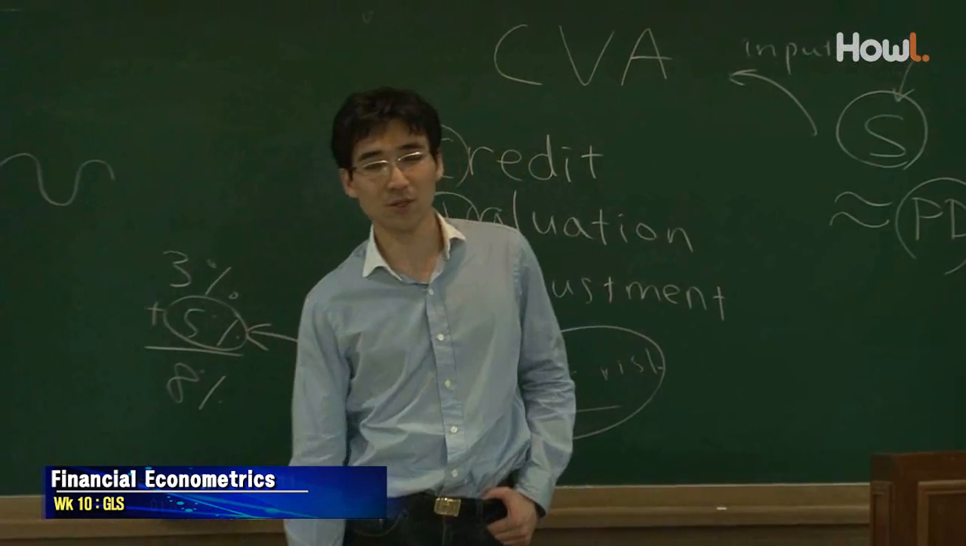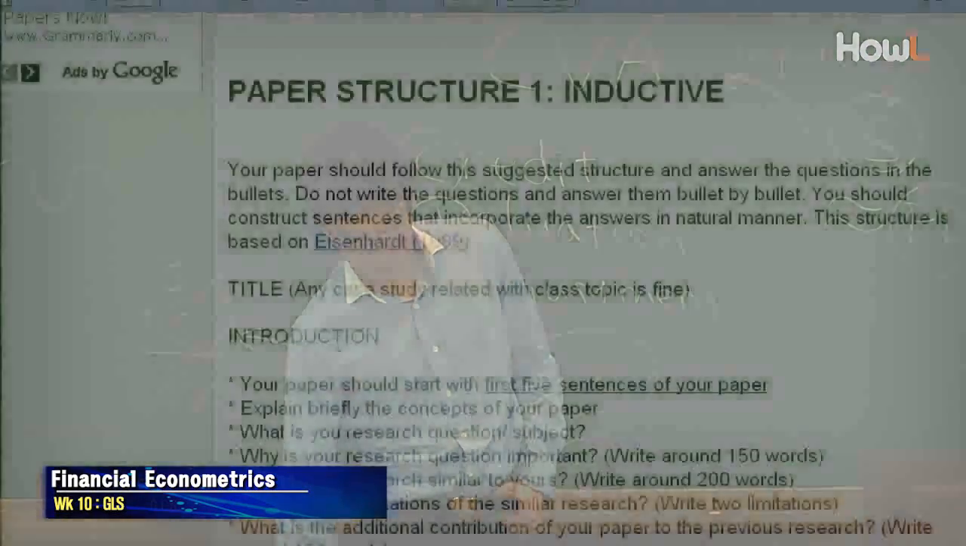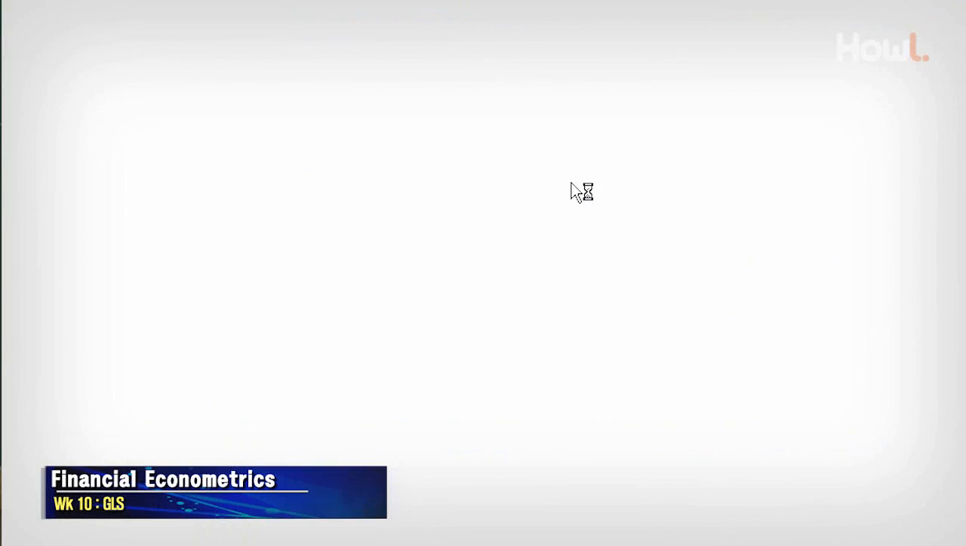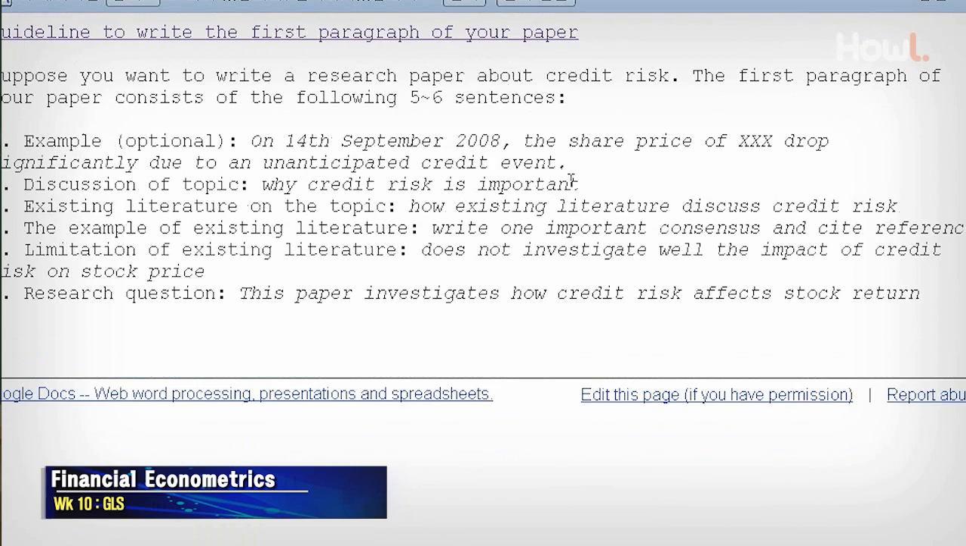And after the title, there is the introduction. The introduction is of course the first part of your paper, and it should start with the first 5 sentences of your paper. The first 5 sentences will be the very first paragraph of your term paper. So your first paragraph is either 5 or 6 sentences.